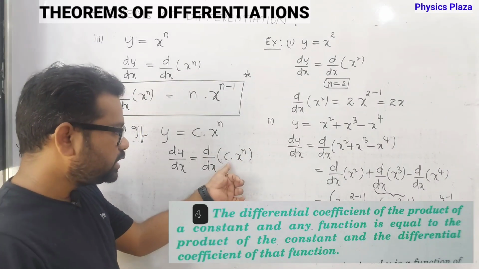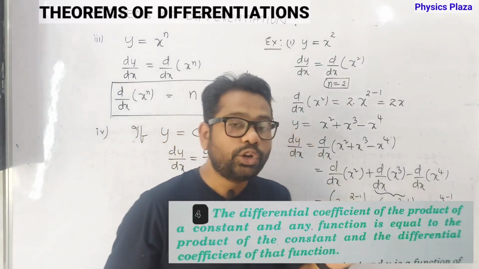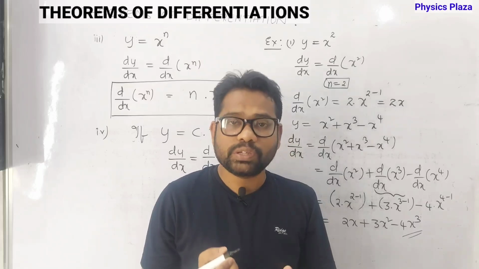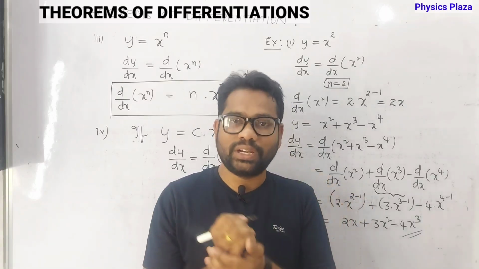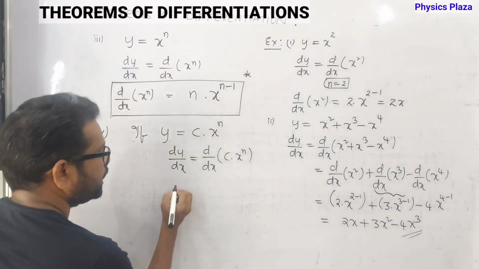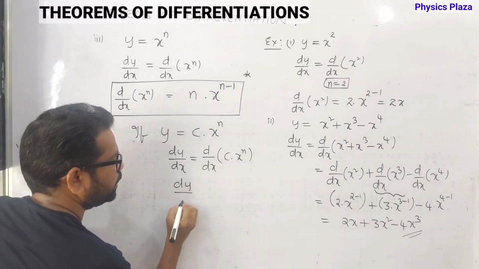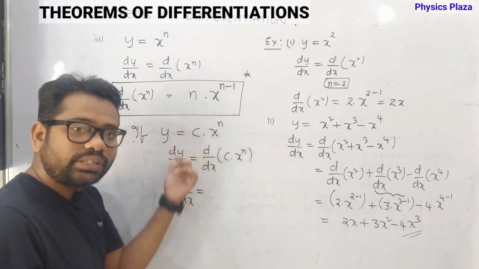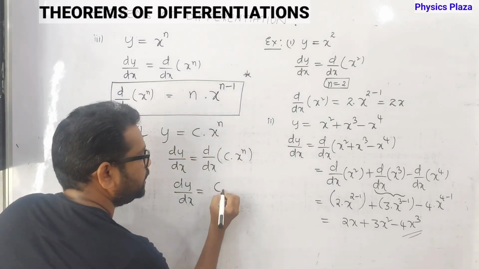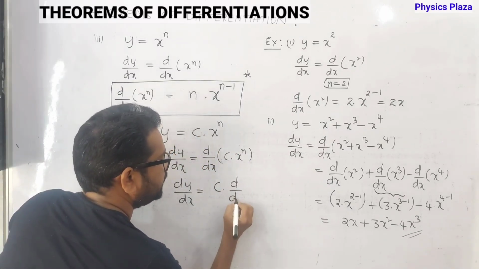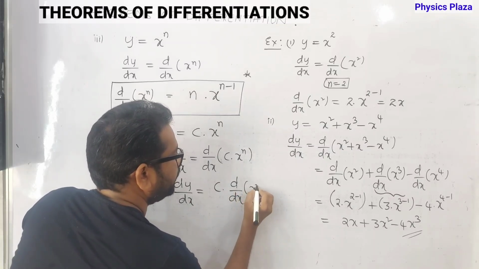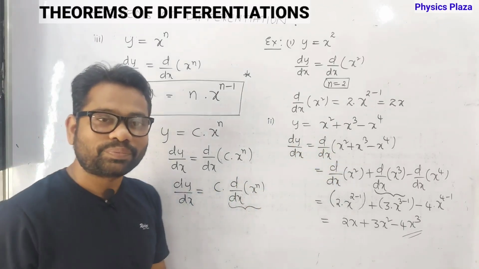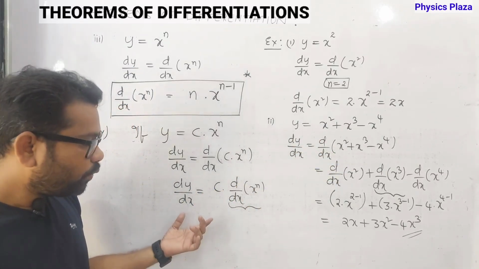But children, what is c here? As I said, c is an isolated constant. The differential coefficient of an isolated constant is actually 0, which means constants can't be differentiated. Then what we have to do? It can be written as dy by dx. So kindly take out this c from the differential operator, c into d by dx of x power n. Again, here d by dx of x power n you can write as usual. Okay children, this is how we can write.